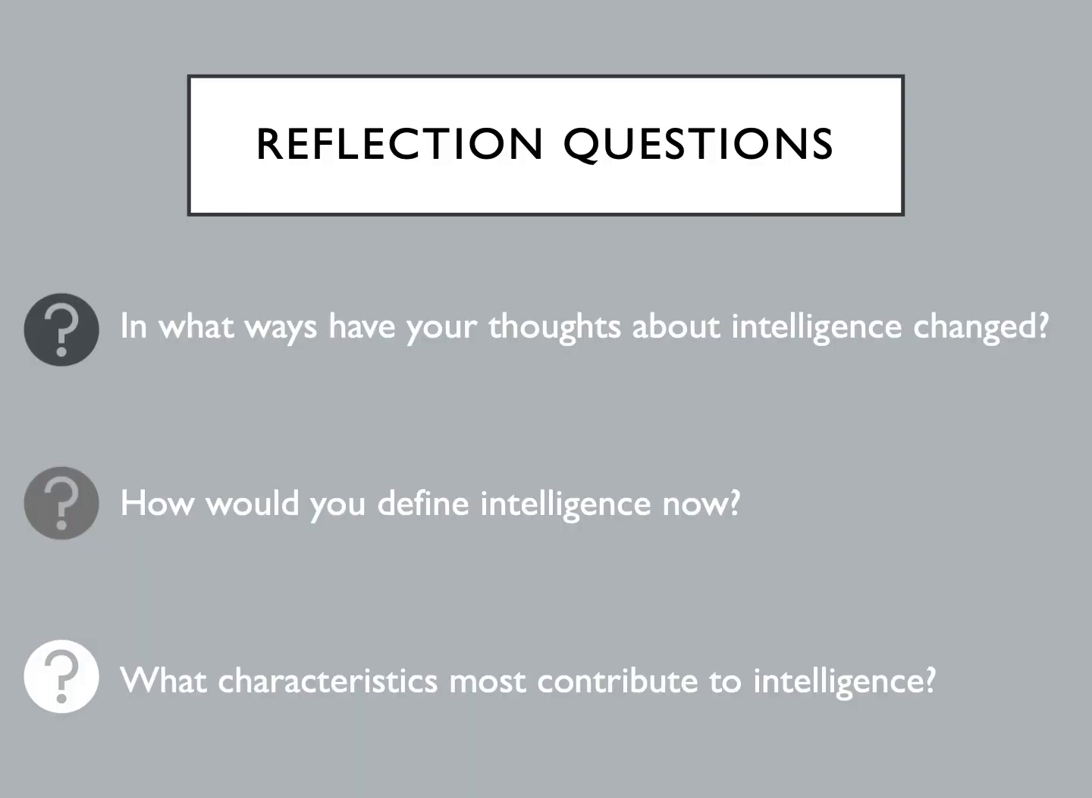So we're back to our reflection questions. In what ways have your thoughts about intelligence changed since you started this lecture presentation? Would your definition of intelligence change? If so, how would you define intelligence now? Based on what you've learned, what characteristics do you think most contribute to someone's intelligence?